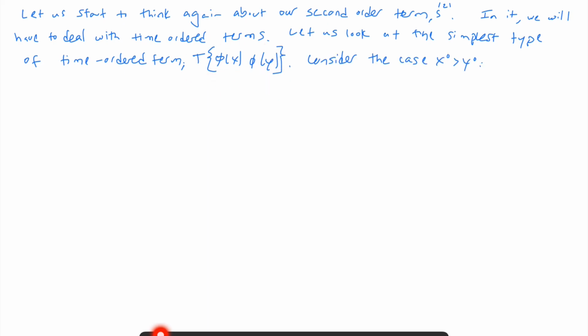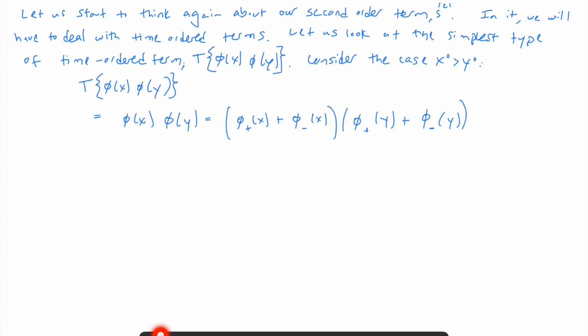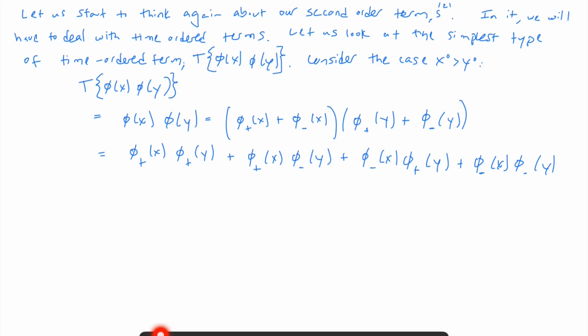First, remember this is an operator, this is an operator. Consider the case when y naught is an earlier time than x naught. In other words, this already is time ordered the way we write it. Then the time ordering of these two operators is just these two operators without changing them, because we're considering only the case where y naught is already earlier, and that's why it goes to the right. That's why this equality is true. Now I'm just going to expand these using their definitions, phi plus plus phi minus, and this one too, phi plus plus phi minus. And now again, use the FOIL technique: first, outer, inner, last. That's what I get.